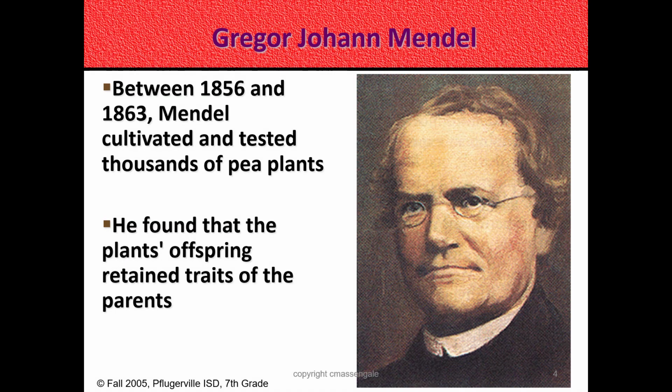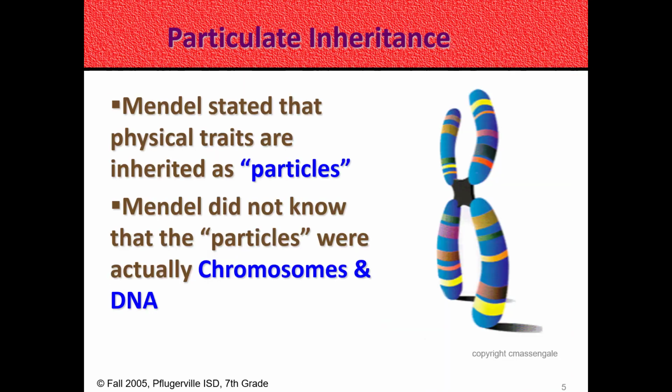So between 1856 and 1863, Mendel grew thousands of pea plants, and he found that plants' offspring often retained the traits of parents. So proving inheritance, which no one had done before. Mendel stated that physical traits are inherited as particles, so he called it particulate inheritance. Something is being passed from parent to offspring, whatever that particle is.